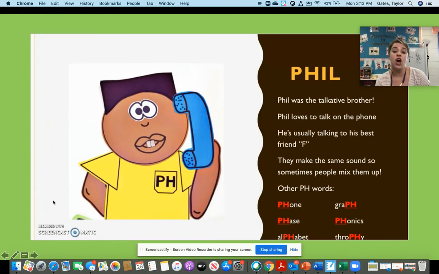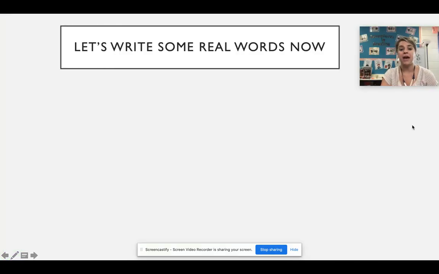He is usually talking to his best friend F because they always get mixed up because they make the same sound. Some other words you might hear Phil talking to F about are phone, phase, alphabet, graph, phonics, trophy. So all of those words have that PH digraph in them. You'll notice PH can be used at the beginning of a word, in the middle of a word, or the end of a word. So PH is very versatile and can be anywhere in the word.